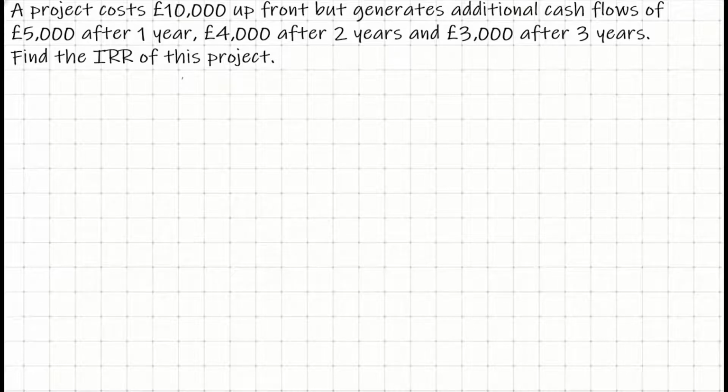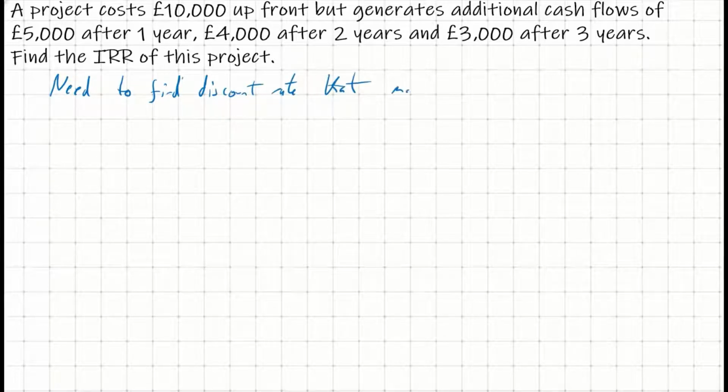Now, the IRR is the discount rate that makes our NPV equal to 0. So we need to find the discount rate that makes NPV equal to 0. NPV is the net present value. It's the present value of all the cash flows of the project. So let's write down how we would calculate the NPV of this project.